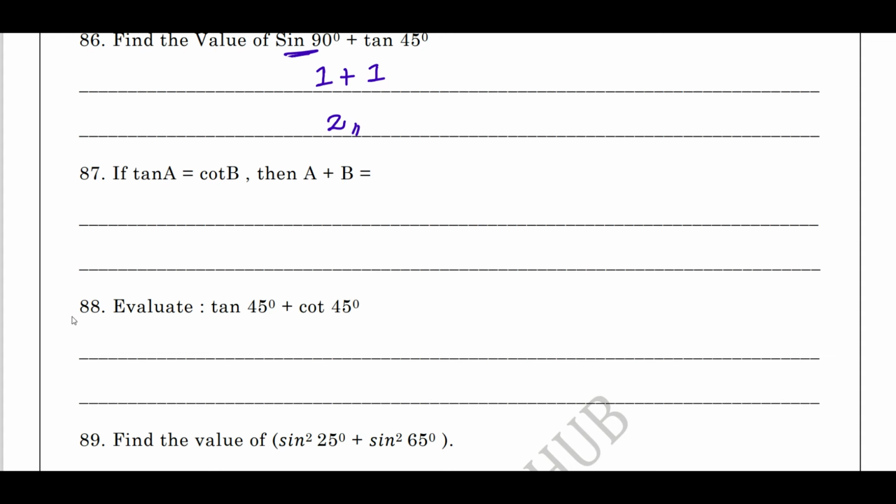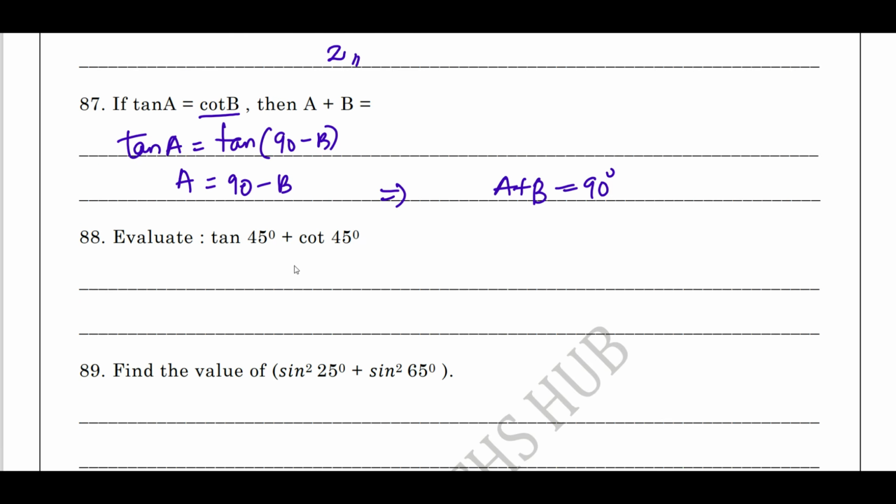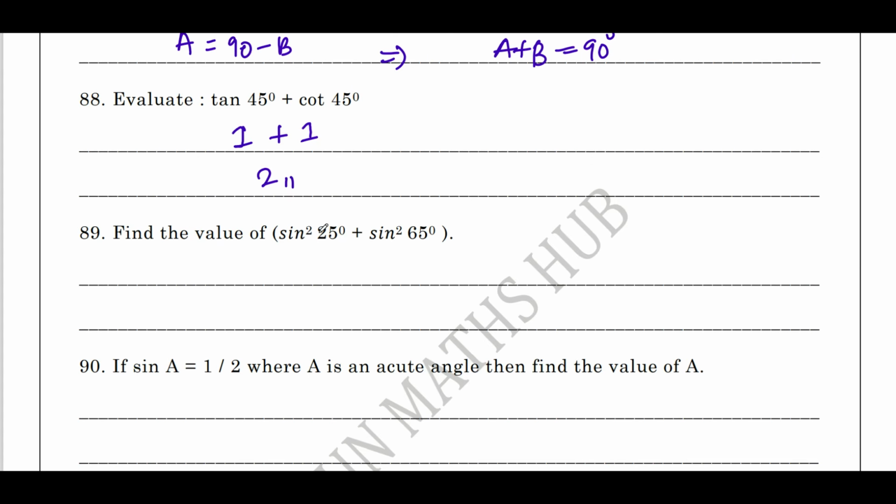Now tan A equals cot B. Then the value of A plus B? Tan A as it is. Now cot B can be written as tan of 90 minus B. Now A equals 90 minus B. This implies A plus B equals 90 degree. Complementary relation. Evaluate tan 45 plus cot 45. Tan 45 is 1. Cot 45 is 1. 1 plus 1 is 2. Simple questions will be asked. If you learn the table, it is very simple to find the answers.